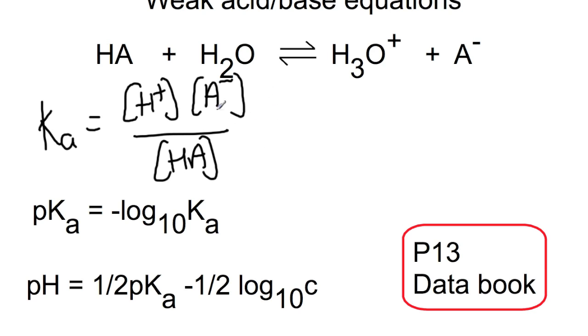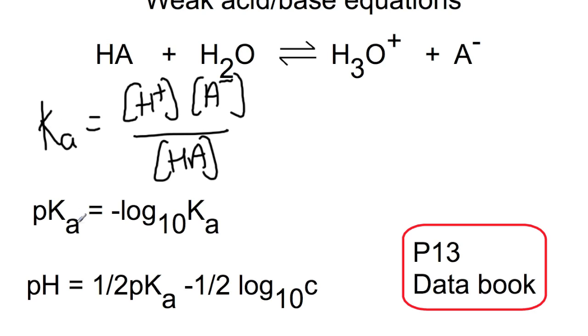We can then do calculations using Ka. You can calculate a pKa. Whenever you see a small p, that is minus log 10 of whatever the value is, and you can then use this to calculate the pH of a weak acid. A weak acid does not completely dissociate into hydrogen ions, and therefore its pH depends on how much it has dissociated and the original concentration of the acid that you have.